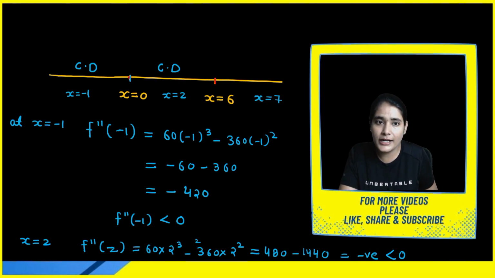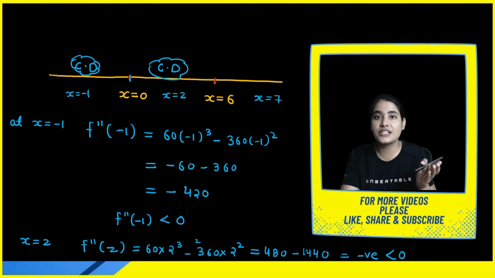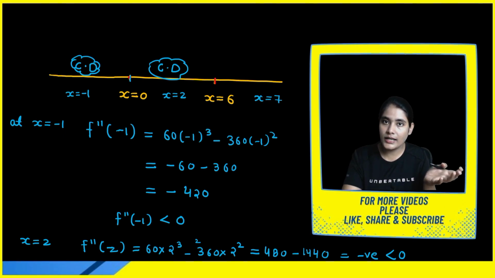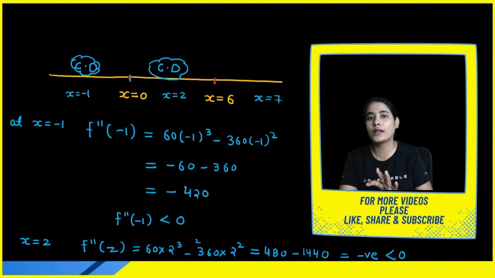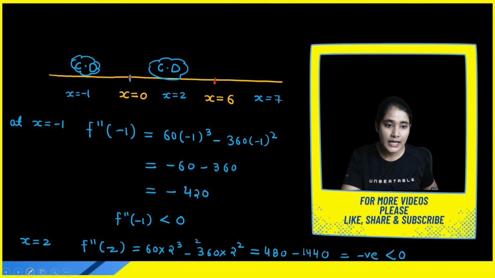So before this point you are getting concave down, and after this point you are getting concave down. It means the concavity is not changing. Concavity changes when you first get concave up and then concave down, or first concave down and then concave up. So it means x equals 0 is not our point of inflection.